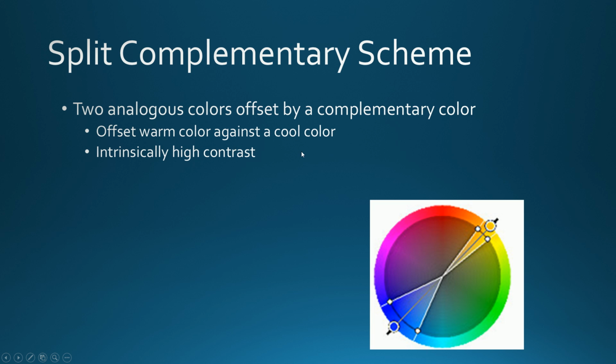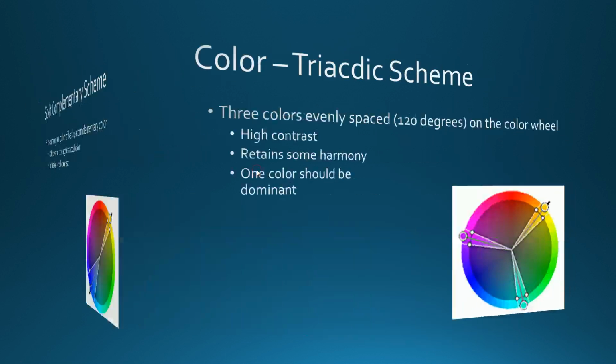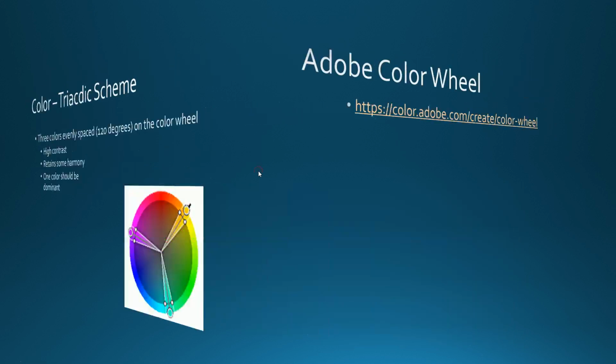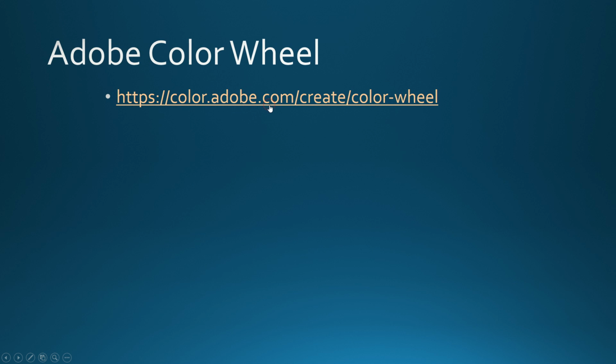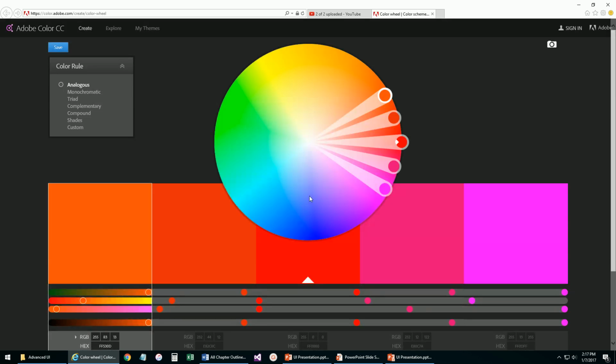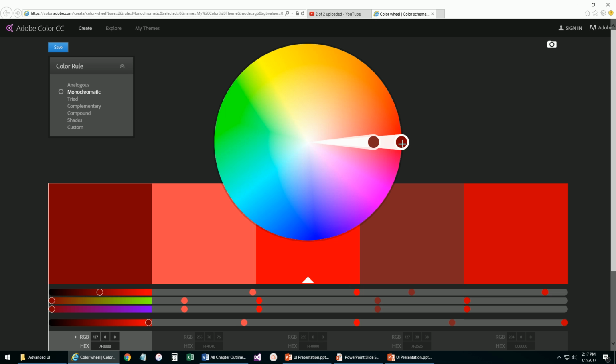Again, offset warm colors against cool colors. Intrinsically, it's high contrast when you need something of that nature. Just another scheme. Now, this is a really neat program. So let's go ahead and go out to this website here. And what's nice about this is, okay, we just talked about these, right? Here's monochromatic. Now watch, as I just drag this around, okay, let's go to that corporate logos of blue.